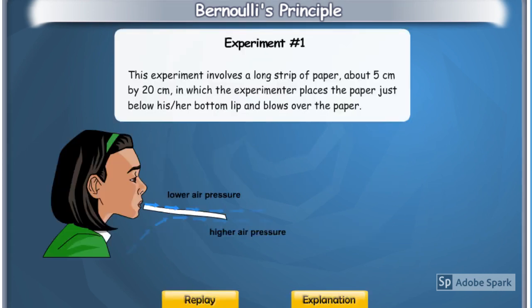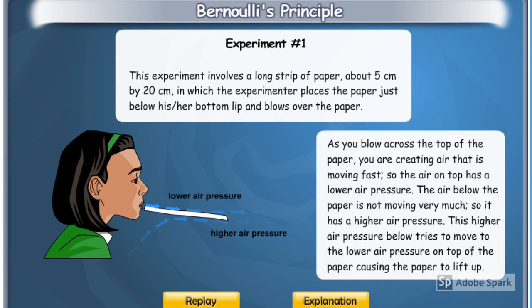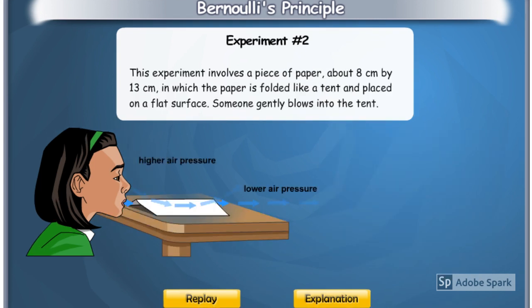Experiment number 1. This experiment involves a long strip of paper about 5 centimeters by 20 centimeters, in which the experimenter places the paper just below his or her bottom lip and blows over the paper. As you blow across the top of the paper, you are creating air that is moving fast. So the air on top has a lower air pressure. The air below the paper is not moving very much, so it has a higher air pressure. This higher air pressure below tries to move to the lower air pressure on top of the paper, causing the paper to lift up.